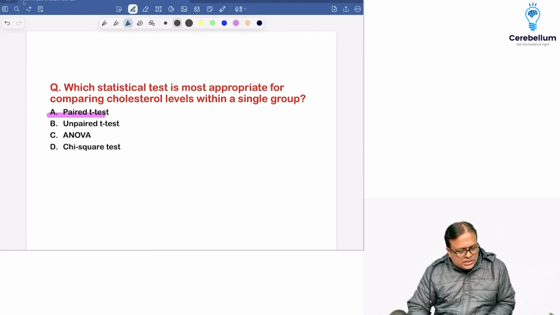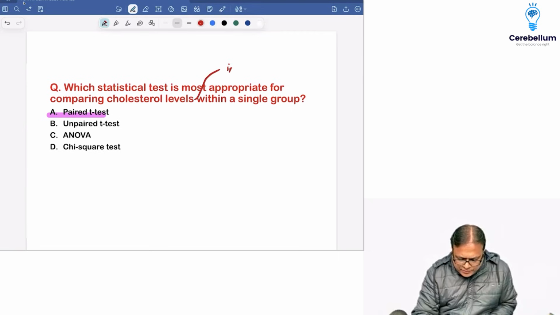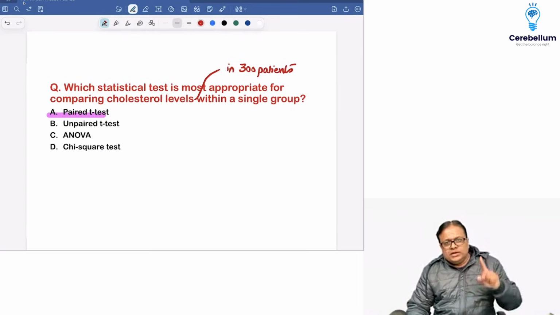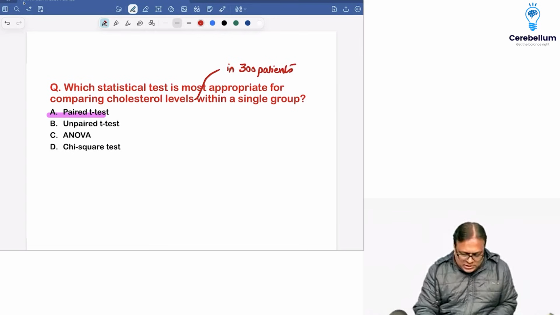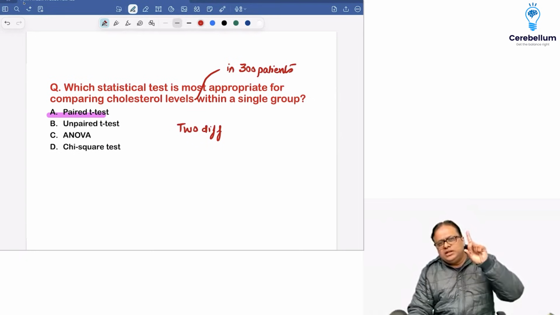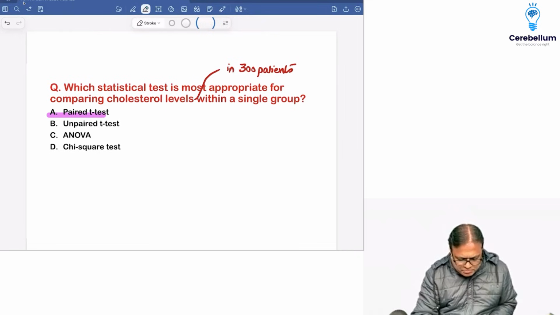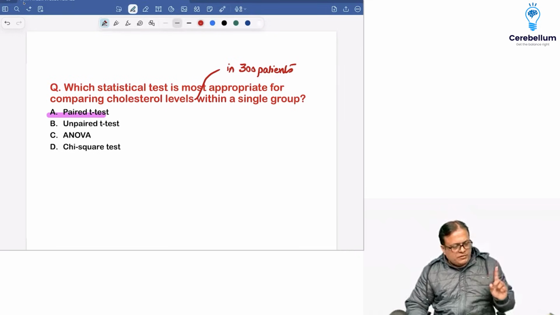So this is within a single group. Okay. Any number of people may be there. Comparing cholesterol level in 300 patients, you are saying. If it was two different groups, then it will be unpaired. So you have to confirm whether it was comparing cholesterol level in a single group. Original students have confirmed it is paired student t-test if it was a single group.